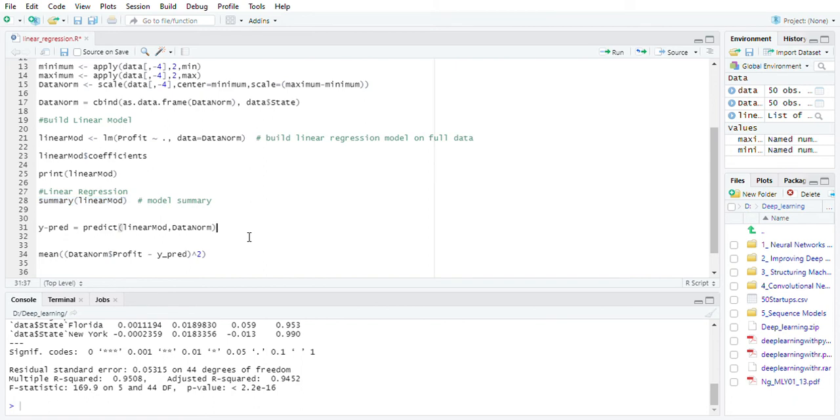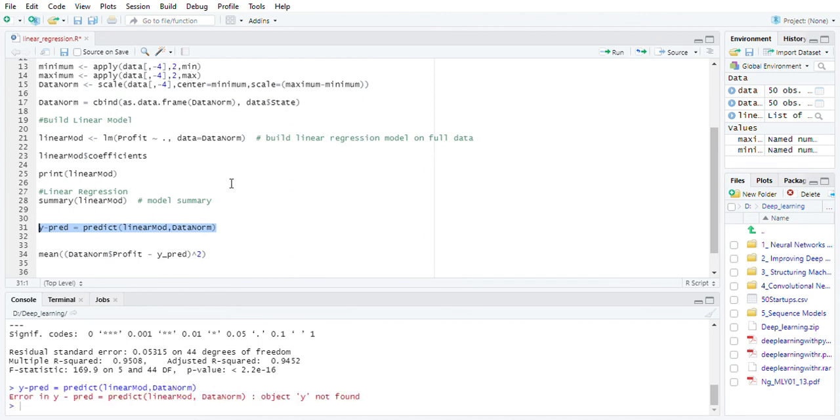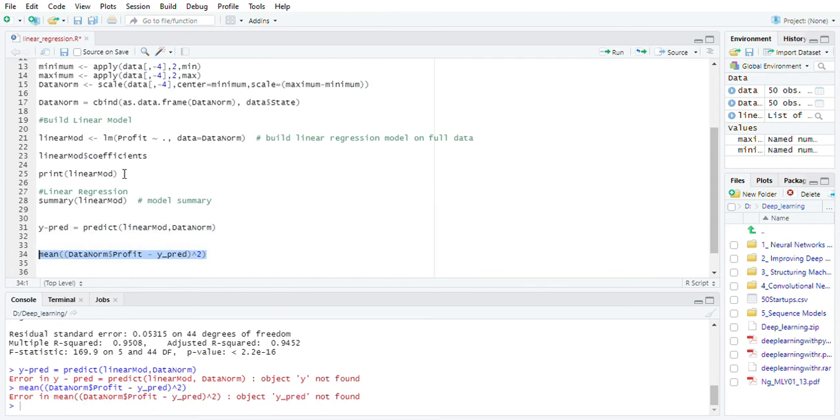So let's do prediction on the same data set. By the way, in real life or real data, you have to split your data into training and testing. But in this tutorial, I trained on this data, and I will try to test on the same data. So let's see here, we have to predict the profit, and we will compute the mean square error.